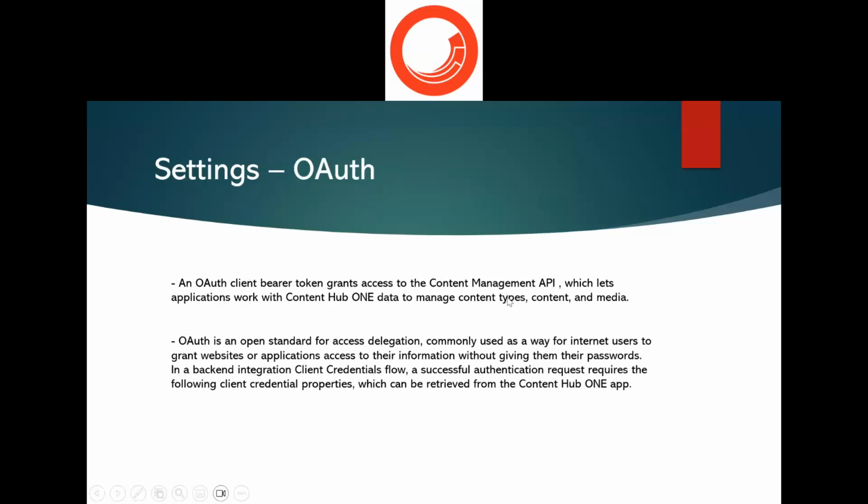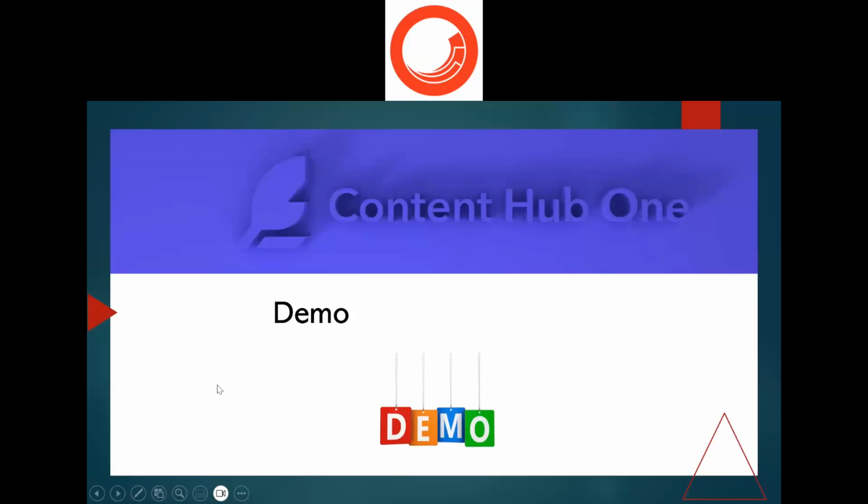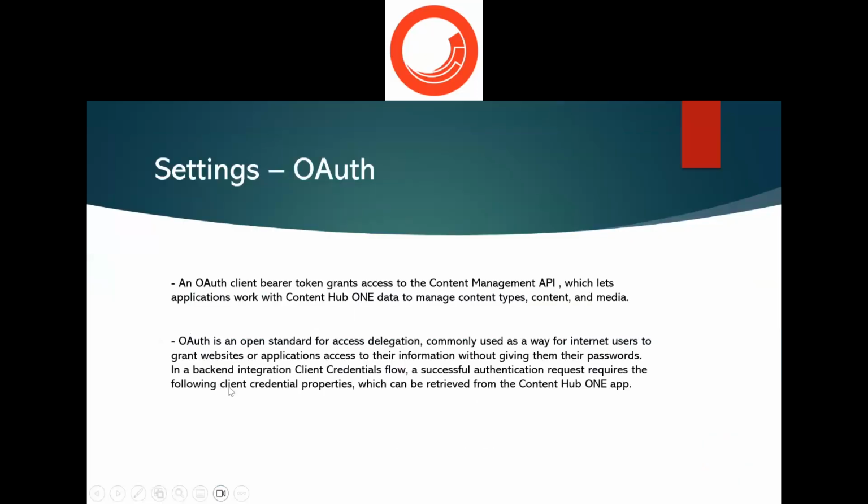The OAuth client application comes here, which lets the applications work with the content of one, content and media. Now, OAuth is an open standard for access delegation. That is, we have OAuth for every application, like content portals as well. This is why we are using OAuth authentication: instead of providing sensitive information like passwords, we provide these client credentials, which are useful to provide authentication while serializing the data.